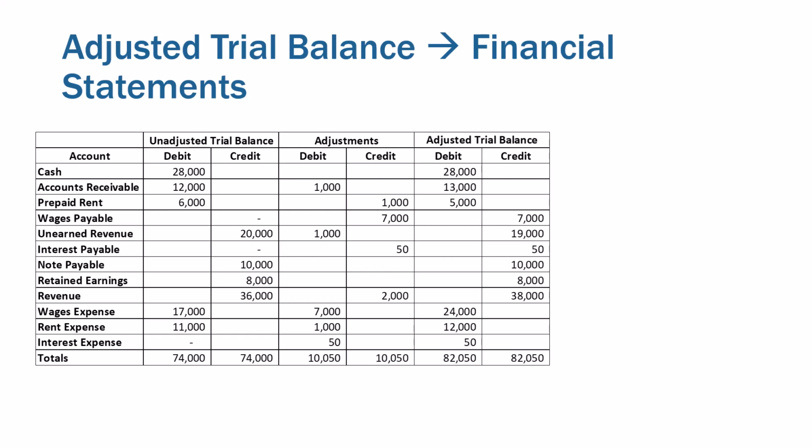All right, but you can see accounts receivable. If we look at those, there was an adjustment made. So we started with accounts receivable unadjusted of 12,000. There was an adjustment of 1,000, so it increased to 13,000. Prepaid rent expense started with 6,000. It decreased through a credit by 1,000, and it's left with 5,000 at the end.